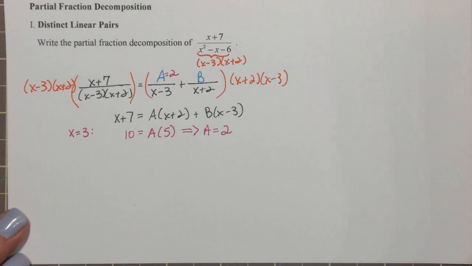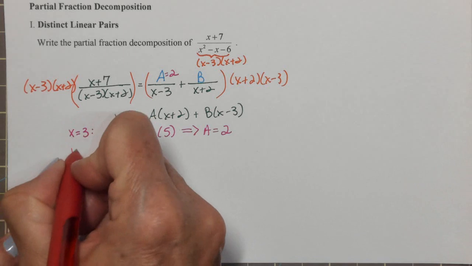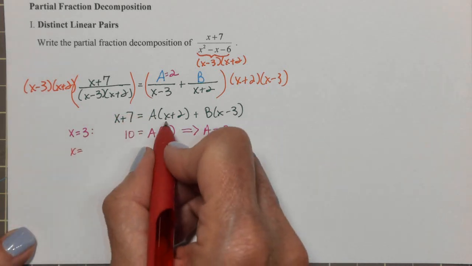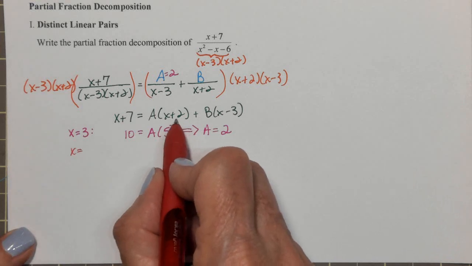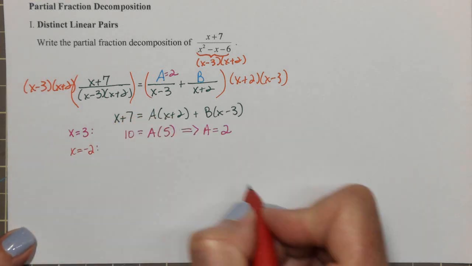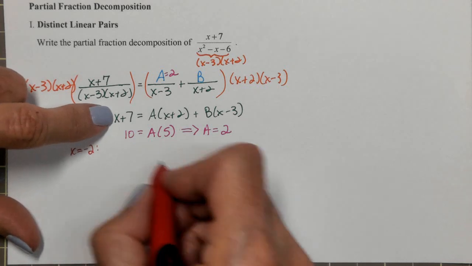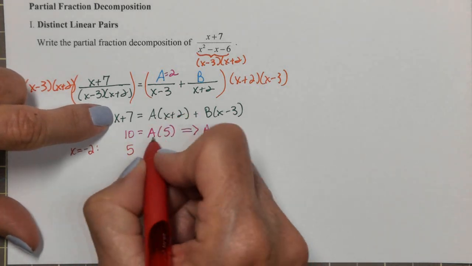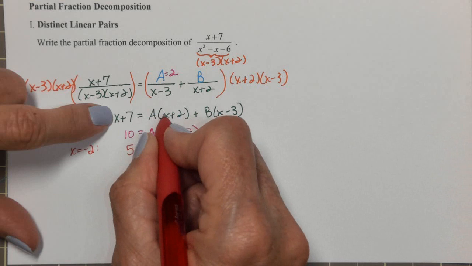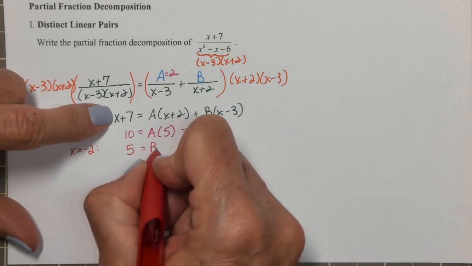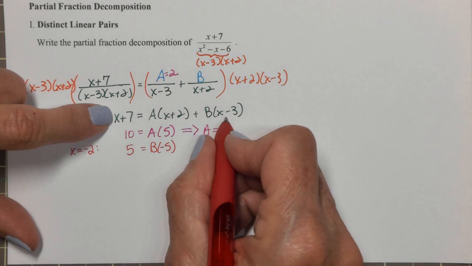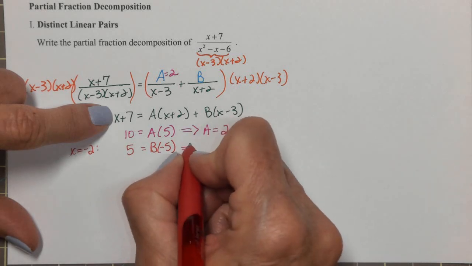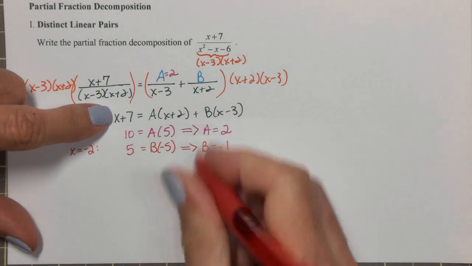See if I can get another color here. Maybe I'll do red. Okay. Let's let x be another convenient value for this situation. Another convenient value here would be -2. So I'm going to let x be -2. If x is -2, this will be 5 on this side. This will be 0. And this will be B times -5. So that tells me that B has got to be -1.